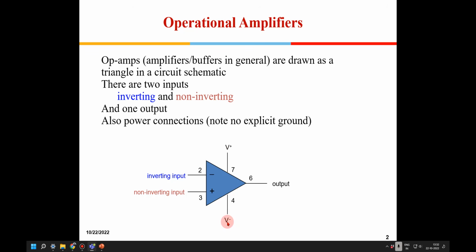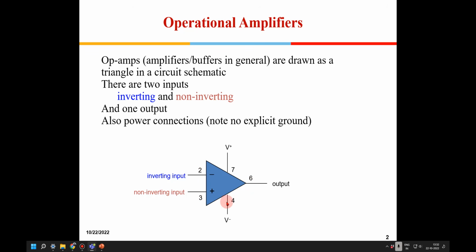In certain designs you have plus volt and minus volt, or you could have plus volt and 0, or a ground. But more often than not, in analog circuits we use plus and minus voltages. So this is the symbol, and this is the output.